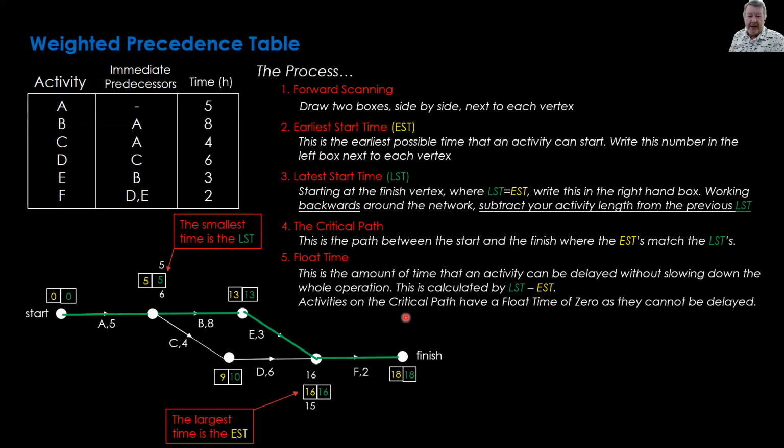Now, one thing to remember, activities on the critical path, so any of these with the green line, do not have any float time. Their float time is 0. They can't be delayed. Okay, just something to remember. It's a typical exam question.